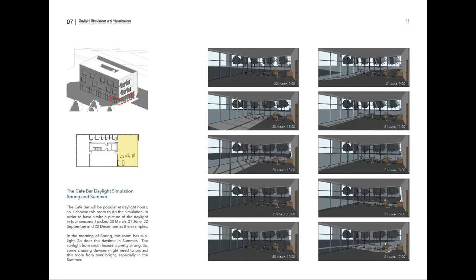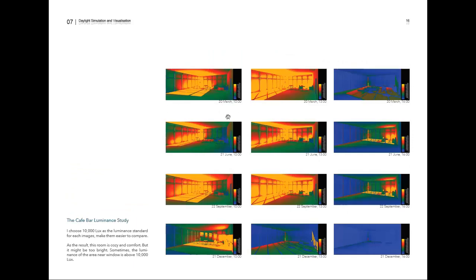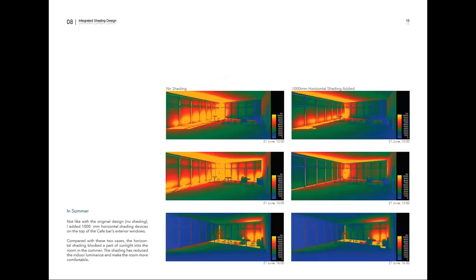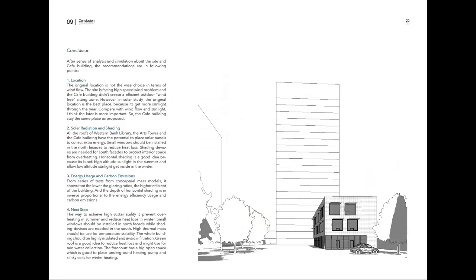So here, on this image, we have a better quality render, and we have some basic shadow patterns. And then, in this case, he's doing illuminance studies to look at the illuminance levels in that space. And then he's looking at shading design, changing the shading, and retesting. Testing it throughout the year.